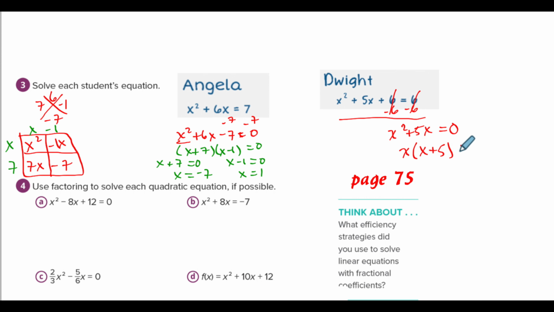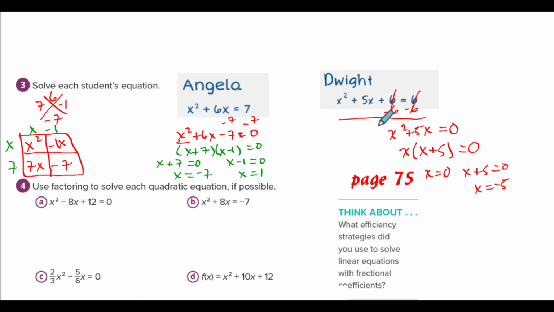And now we can use the zero product property. I can say either x equals 0 or x plus 5 equals 0. And if x plus 5 equals 0, I know that x has to equal negative 5. So notice how this is a little bit easier because I can just pull out a GCF because those 6's canceled out.